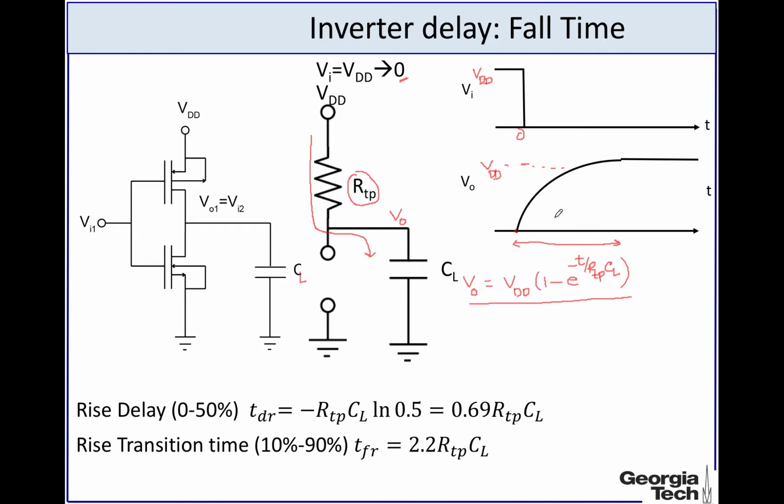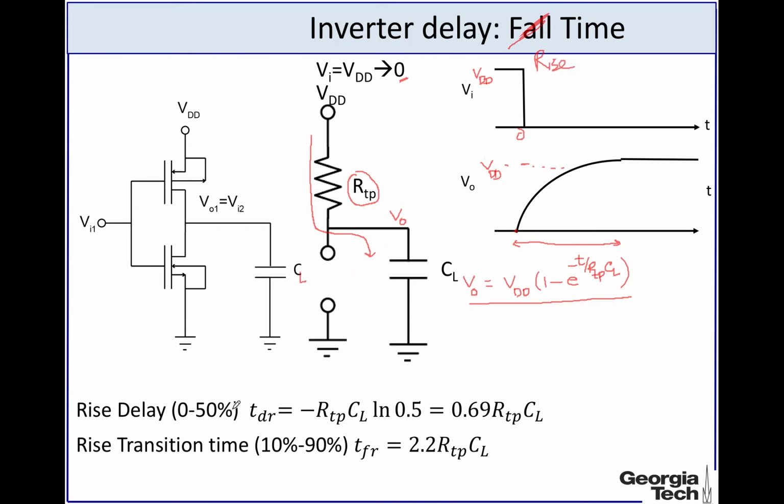This is the simple RC circuit, so you can easily derive where this equation comes from. When the input goes from VDD to 0, or logic level 1 to 0, the output goes from 0 to VDD, or from logic level 0 to 1, and this is what we call the rise of the output waveform. There is a typo here, it should have been rise time.